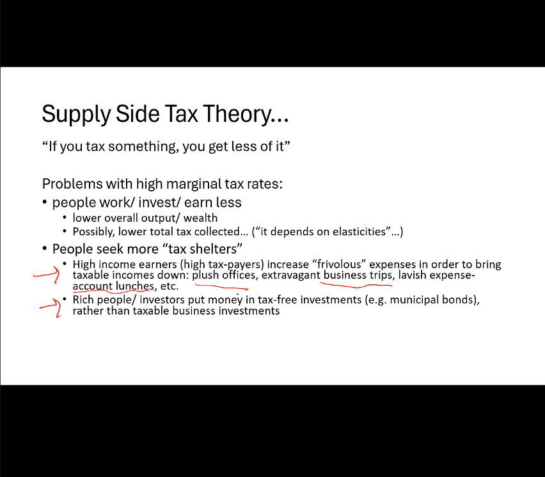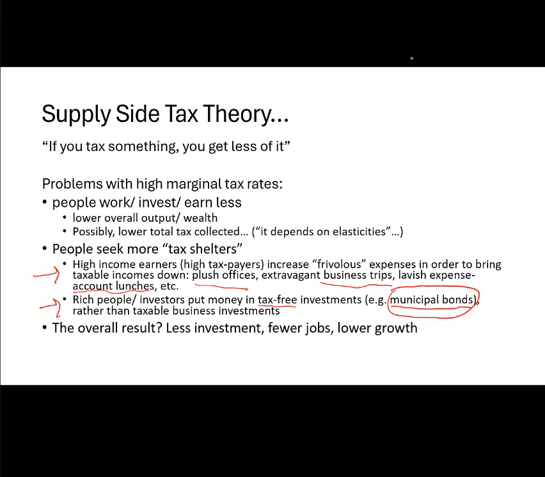The other thing people will do is put money in tax-free investments, and the biggest one of those in U.S. history is municipal bonds. Bonds, borrowing by state governments and local governments, are exempt from taxation. So when you have high tax rates, rich people, instead of investing their money in the stock market or pooling funds to invest in real estate development, will park a lot of their money in municipal bonds. Okay, so the overall result with higher marginal tax rates is we're probably going to have less investment, fewer jobs because there's less money being put into businesses and fewer businesses being started, and therefore lower overall growth.